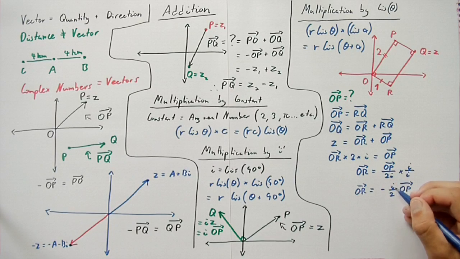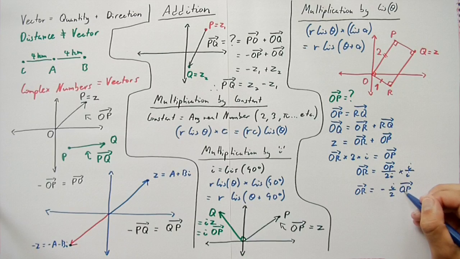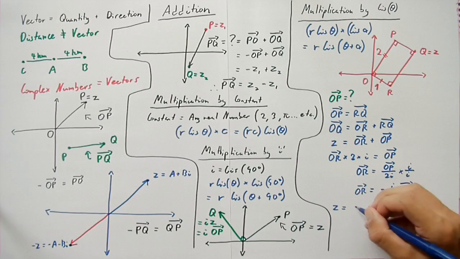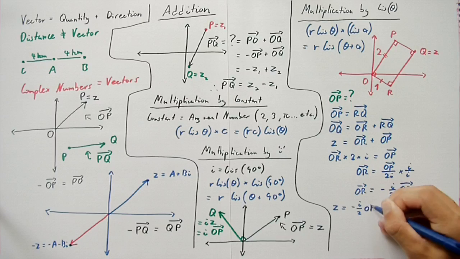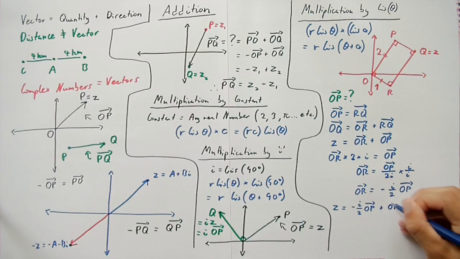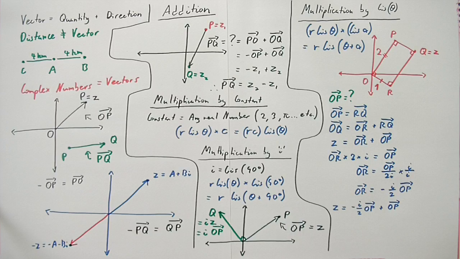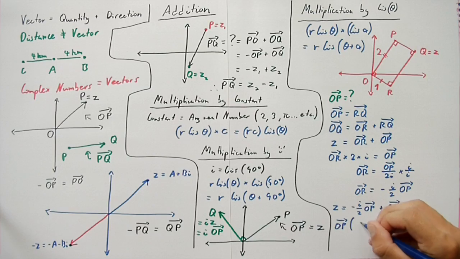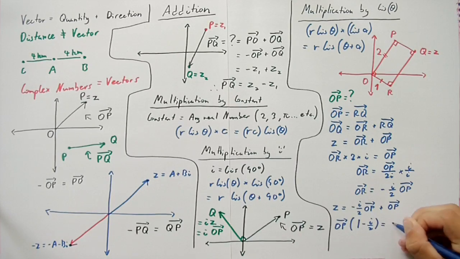Now let's go ahead and sub this equation into our other equation back here, which will give us z is equal to negative i over 2 times O going to P plus O going to P. And we're almost done. Now we just need to make O going to P the subject. And to do that, we take out O going to P as a factor of the right hand side, giving us O going to P times 1 minus i over 2 is equal to z.